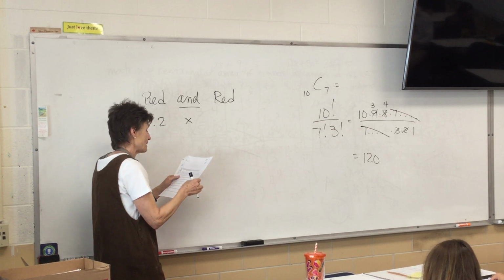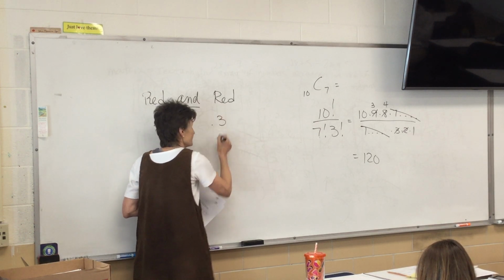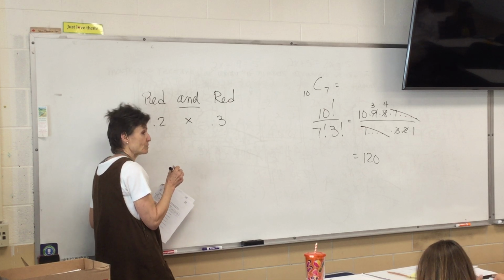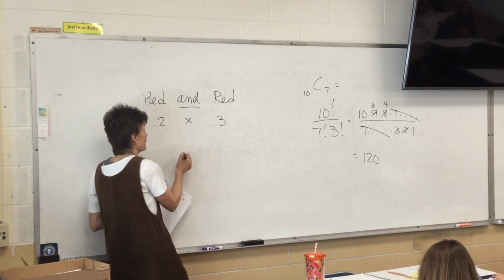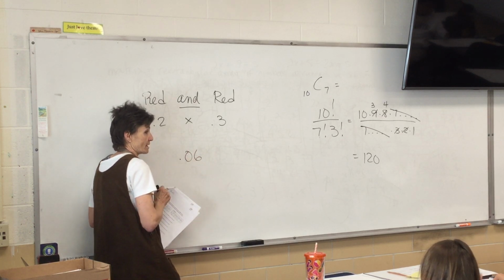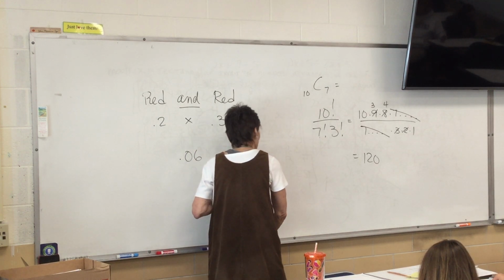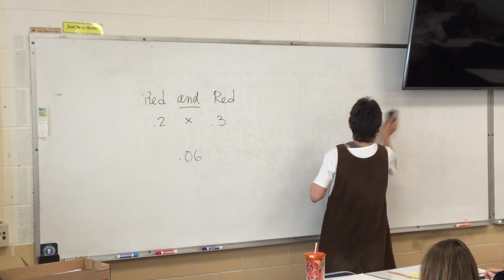What's the probability of getting a red from Elizabeth? 0.3. Now be careful, you'll have a calculator, use it. When you multiply these, you don't get 0.6, you get 0.06. Let your calculator do the work if you are uncomfortable multiplying decimals.